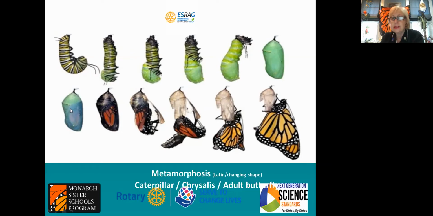And after about 7 days, you can start seeing the butterfly inside the chrysalis. And by the time the chrysalis is ready to snap open, then the butterfly pops out and hangs on the chrysalis until blood gets through the wings and it's dry enough to fly.